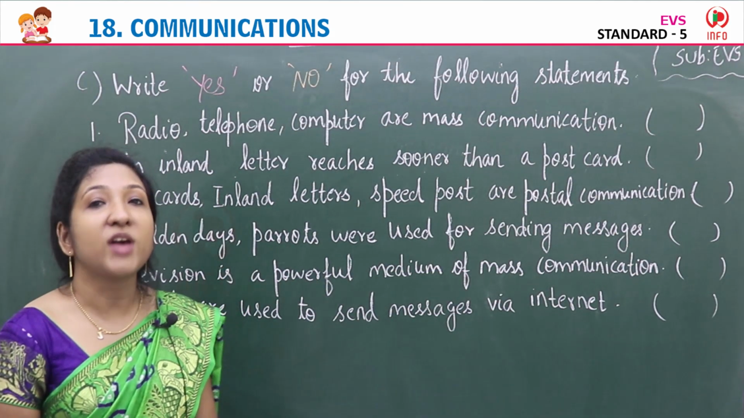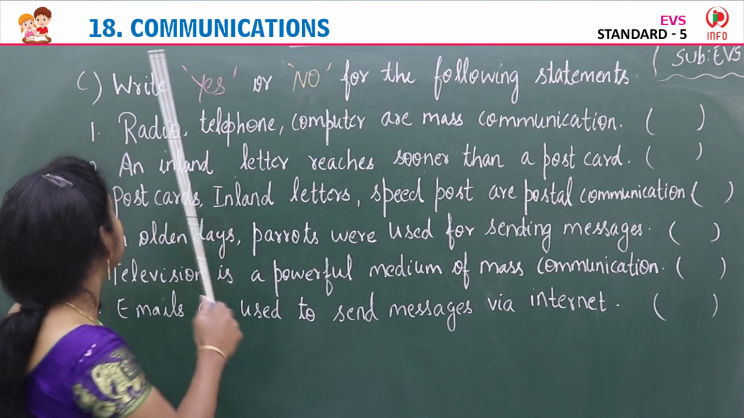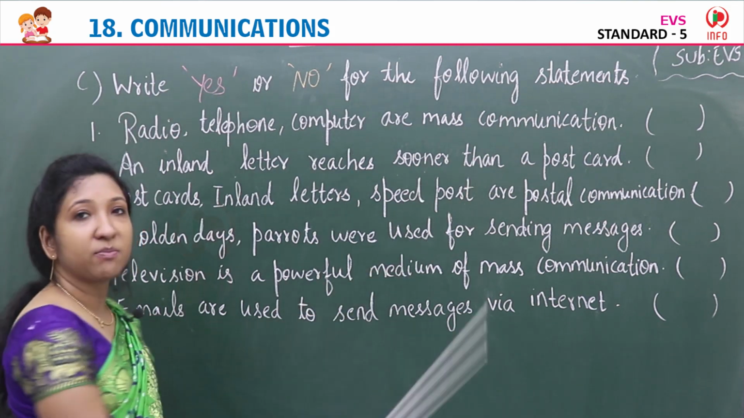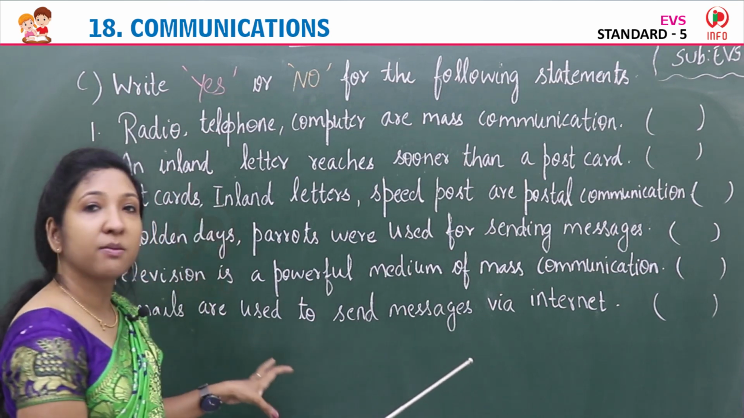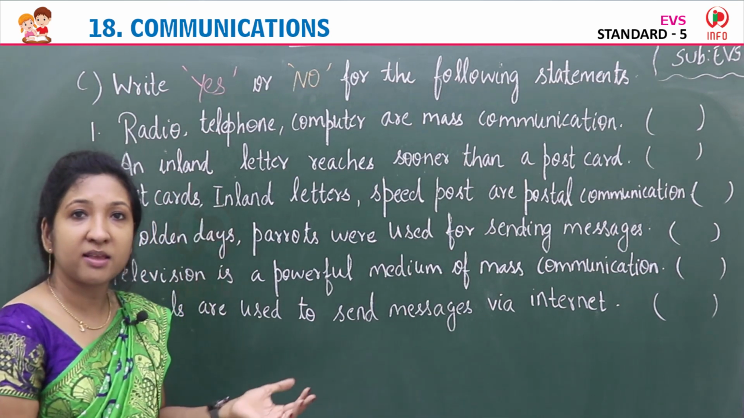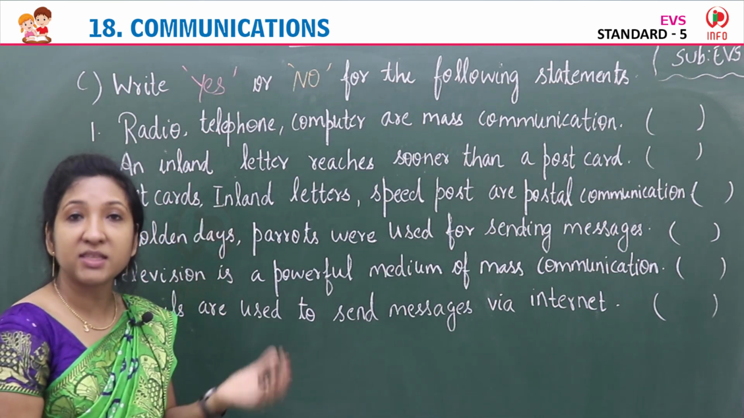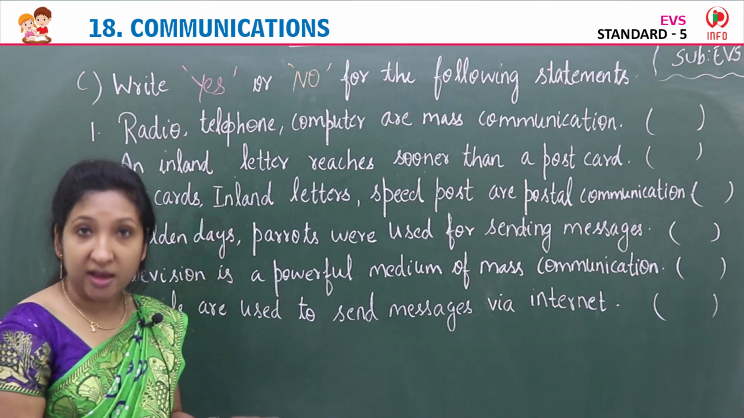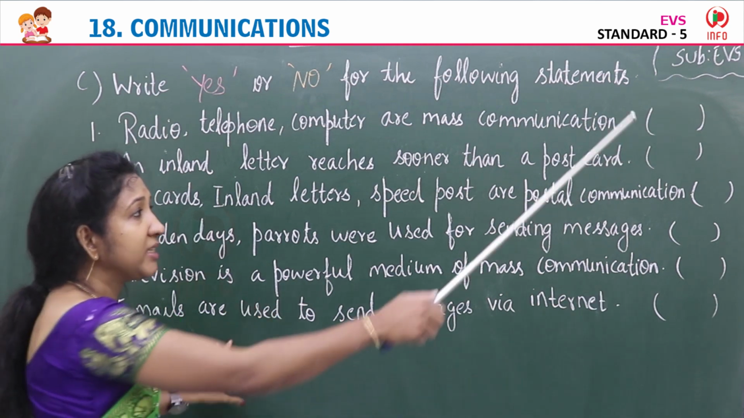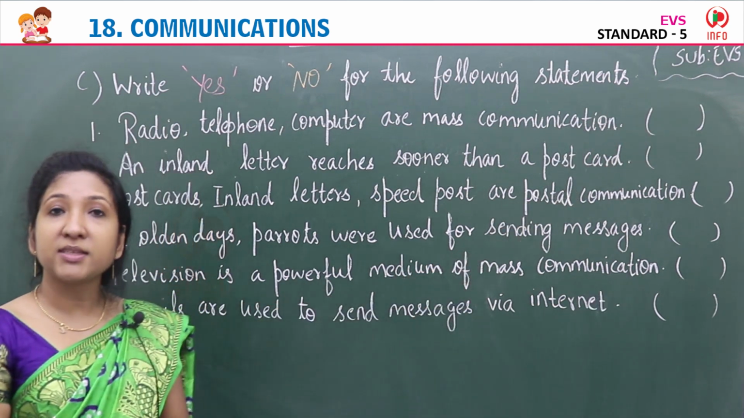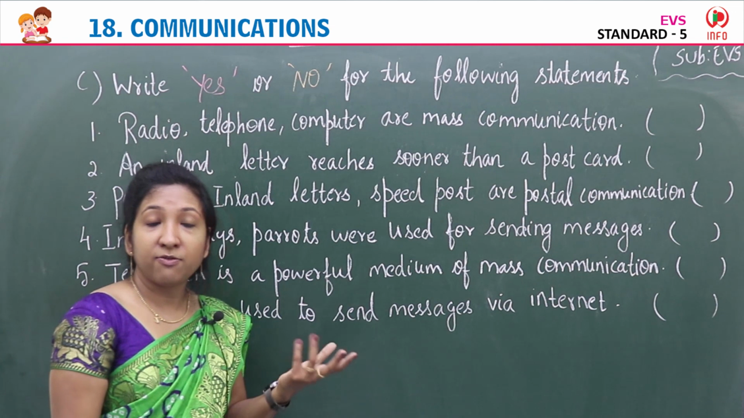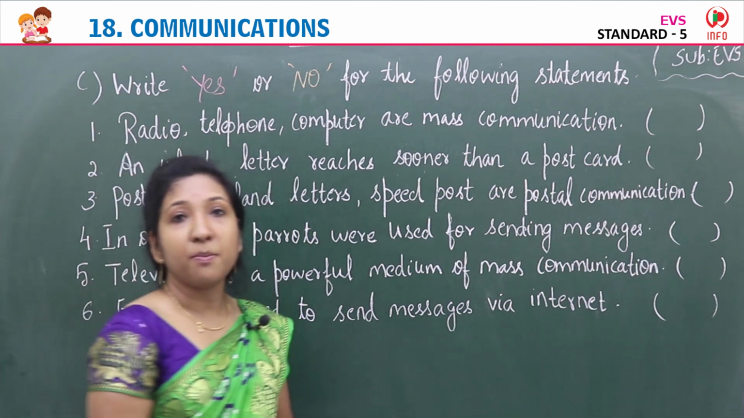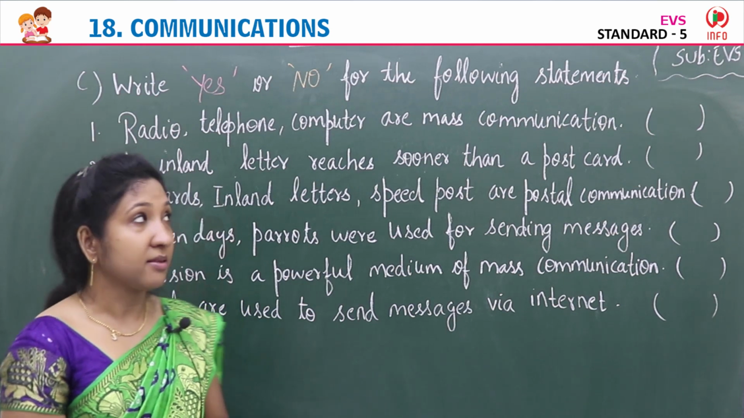Yes, children. So coming to the next exercise, exercise C. Write yes or no for the following statements. So given are a few statements, you have to read the statements and check whether the given statement is correct or wrong. If the statement is correct, if it is true, you have to write yes in the brackets. If the statement is wrong, if it is a false statement, then you have to write no in the brackets.